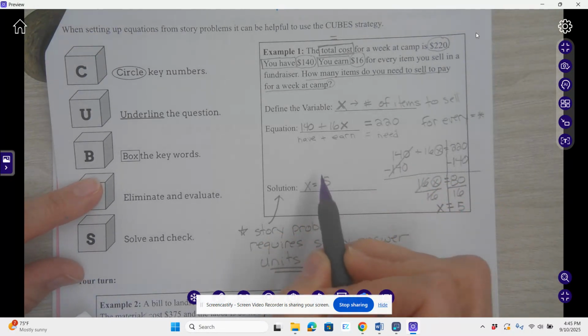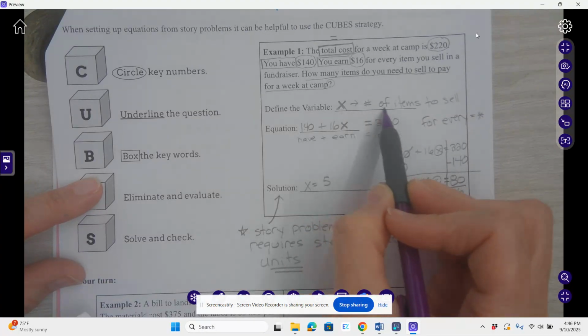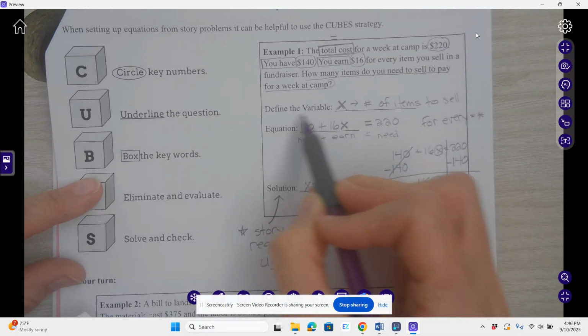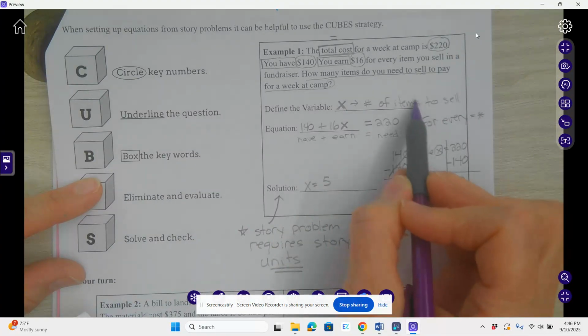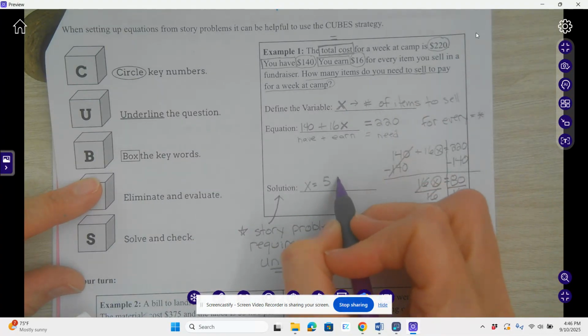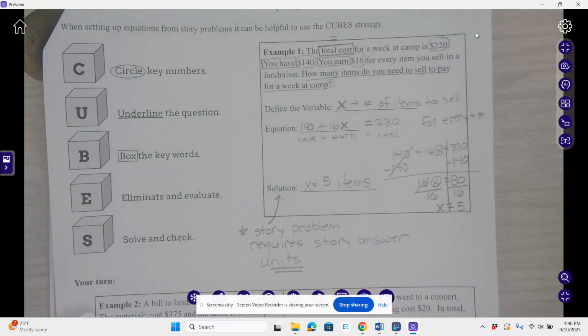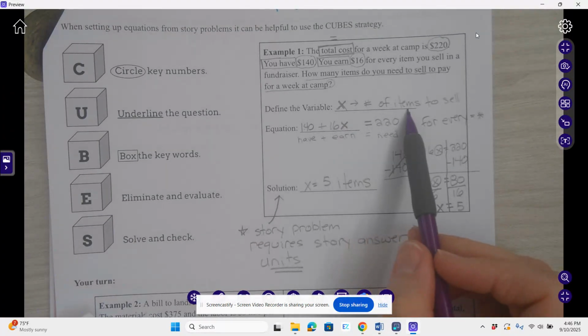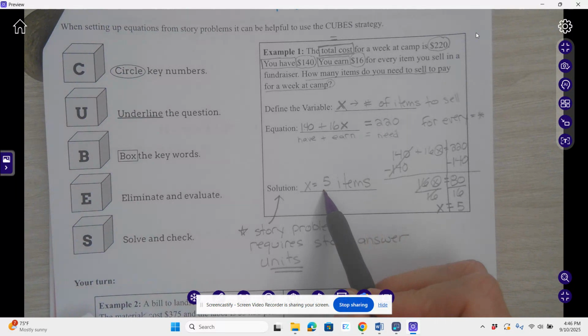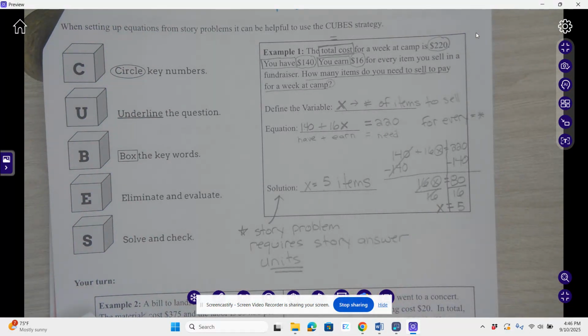So our solution is x equals 5. 5 what? $5 or 5 items? Well, right up here we said x is the number of items sold. So this is why defining your variable is very important. If you have your variable defined, you know what your units are. We're just going to add the word items after it. So we need to put some units on our solution. In this case, x represents items, so if x equals 5, it's 5 items. So we need to sell 5 items in order to be able to go to camp.